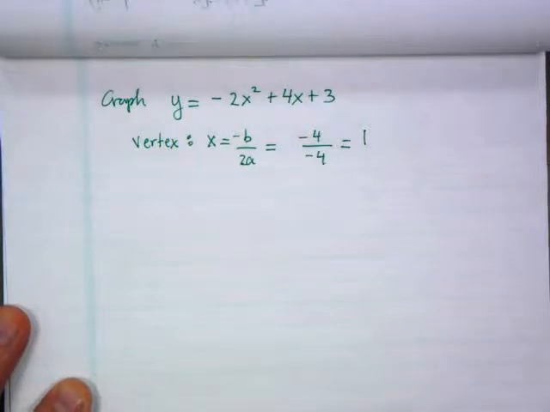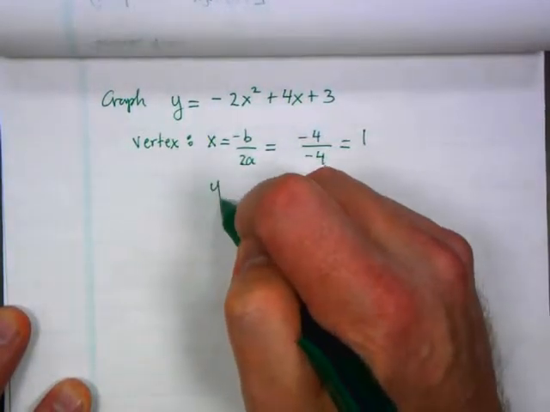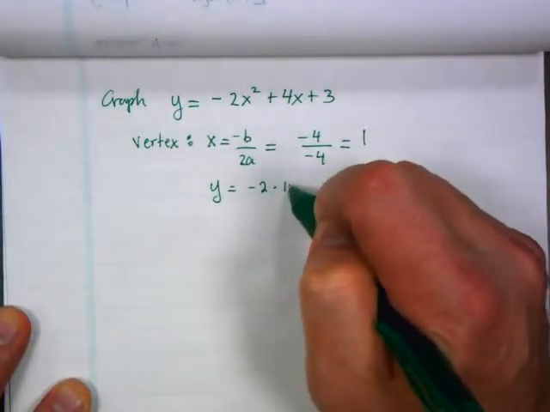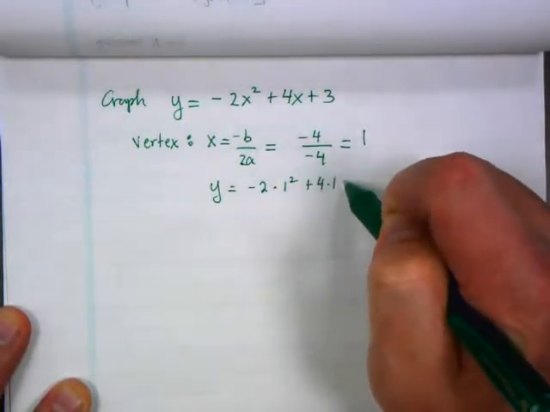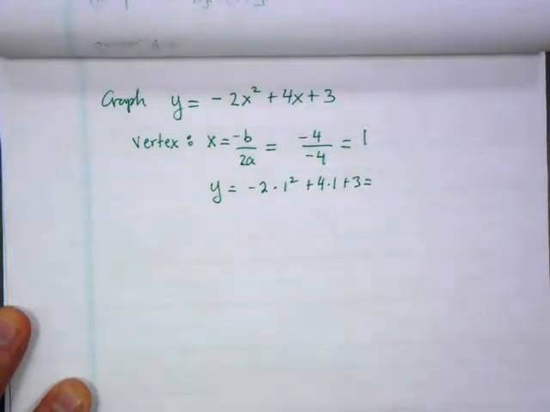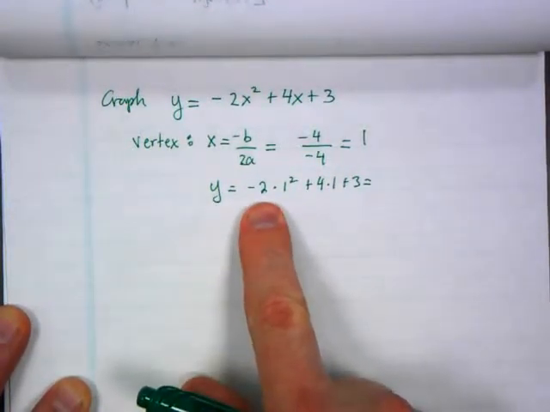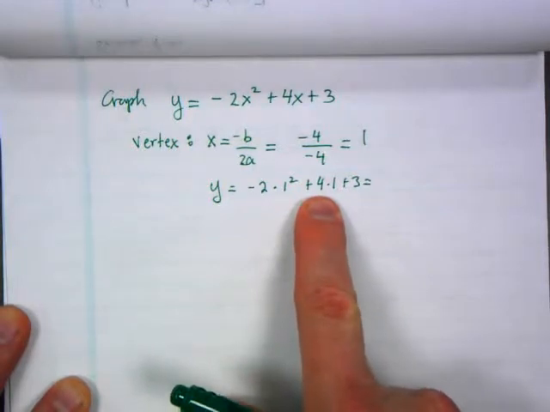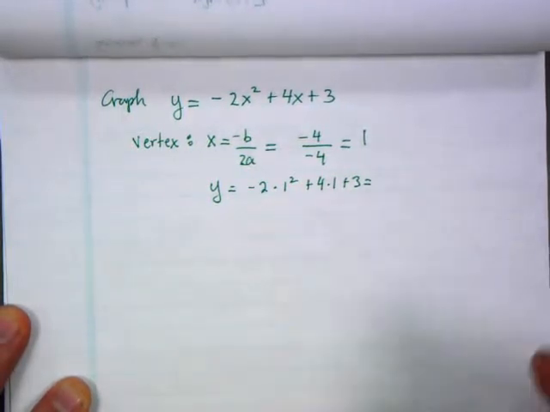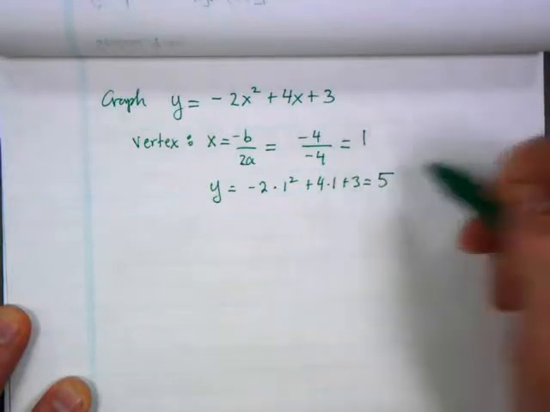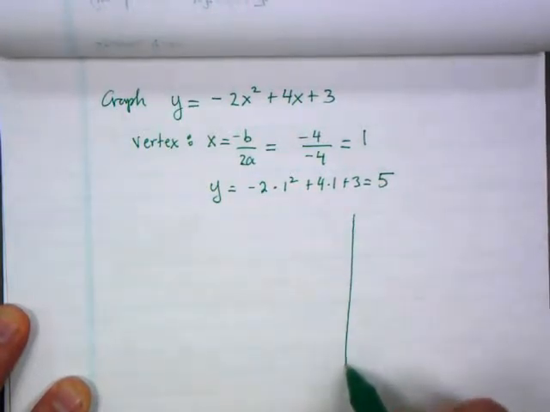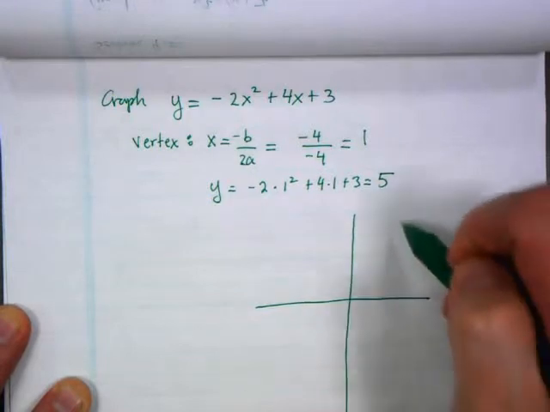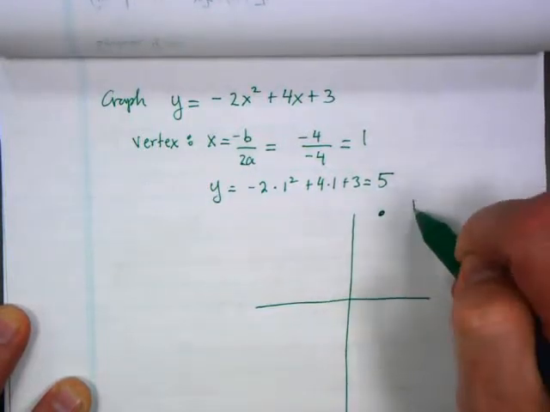But that's only half the answer. What do I mean that's only half the answer? I got to have the y number also. How do I find the y number? Plug it in. So I'm going to plug in 1. Y equals negative 2 times 1 squared plus 4 times 1 plus 3. That's negative 2 plus 4, which is 2. And then 2 plus 3 is 5. All right, so I can start drawing my graph. I've got my vertex right here at 1, 5.